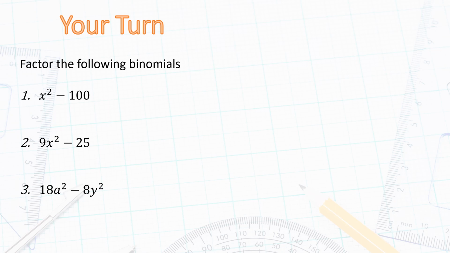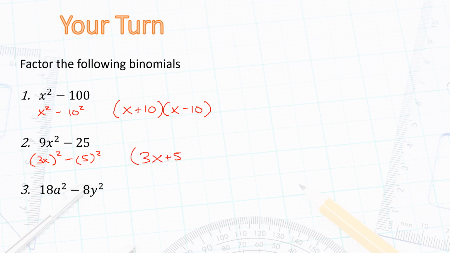Okay, so x squared minus 100 is x squared minus 10 to be squared. That means my factors are going to be x plus 10 and x minus 10. 9x squared minus 25 is 3x to be squared minus 5 to be squared. So that would make my factors 3x plus 5 times 3x minus 5.